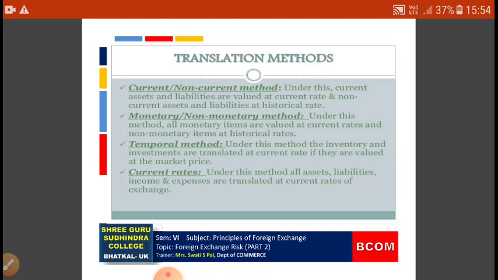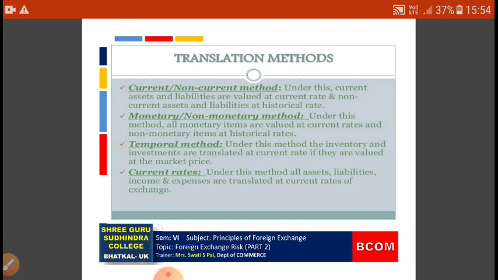For example, an Indian company has invested in an American subsidiary 5 years ago. If the exchange rate at that time was rupees 50 per dollar, every consolidation of accounting item will be converted at the historical rate of rupees 50, because 5 years ago the exchange rate was rupees 50 per dollar. So we can say the historical value is 50 per dollar.